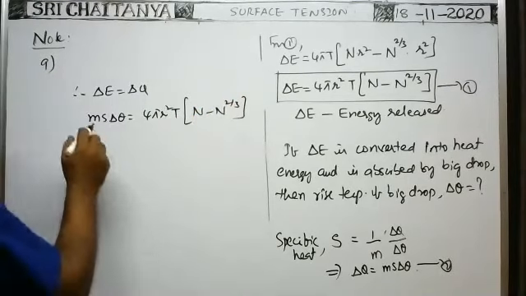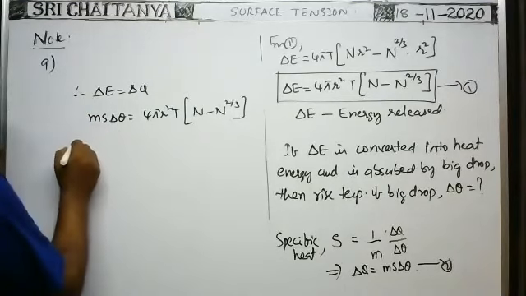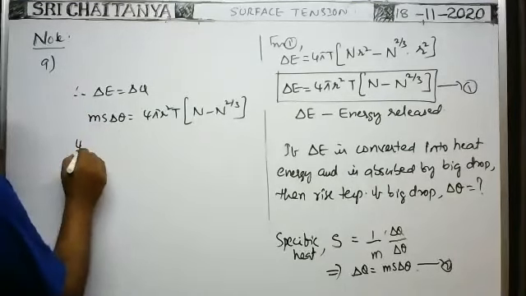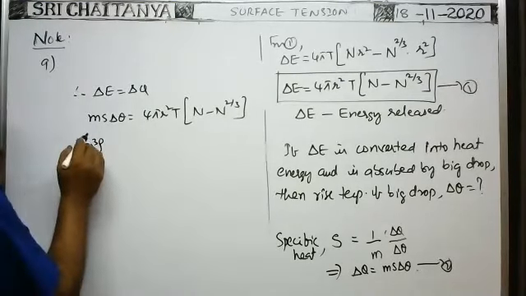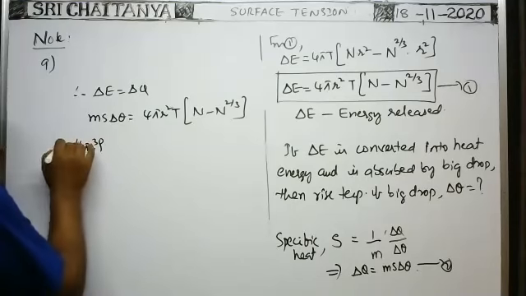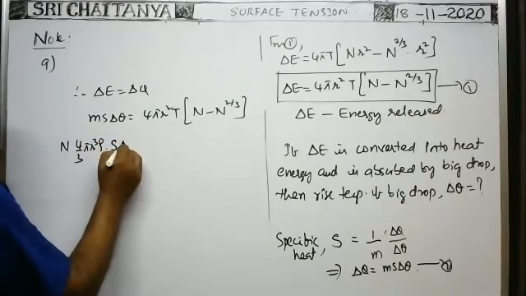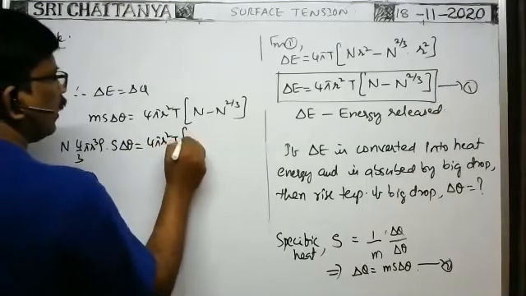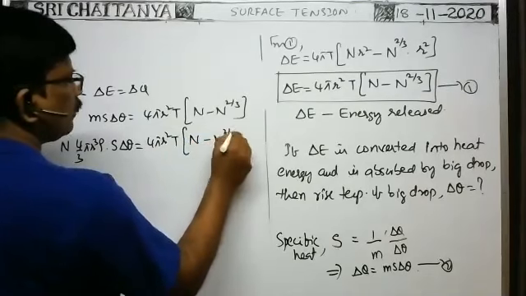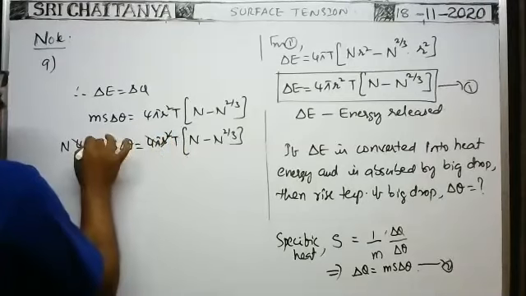The mass of the big drop is the mass of the n identical small droplets. The mass of each small droplet is 4/3 pi r cube into density rho, the volume times density. There are n droplets, so multiply by n. This mass of the n droplets, which equals the mass of the big drop, into specific heat s into rise of temperature delta theta, is equal to 4 pi small r square T of n minus n to the power of 2 by 3. Here 4 pi cancels, and r square with r cube also cancels.